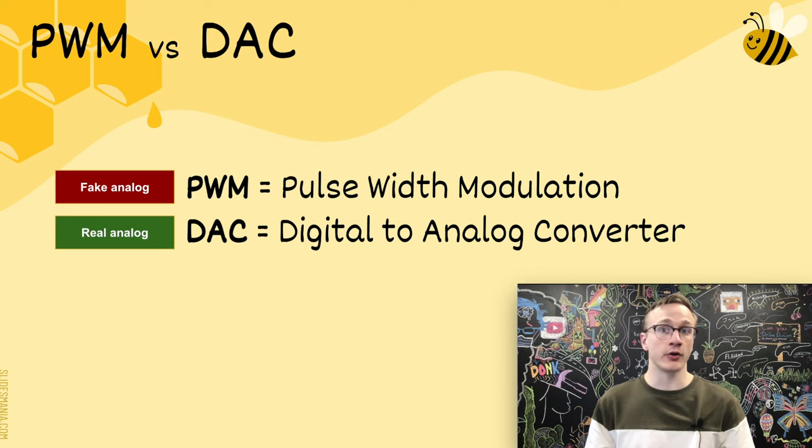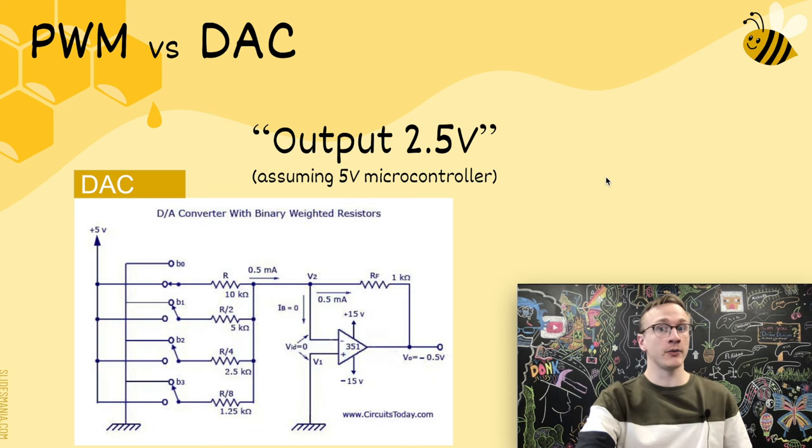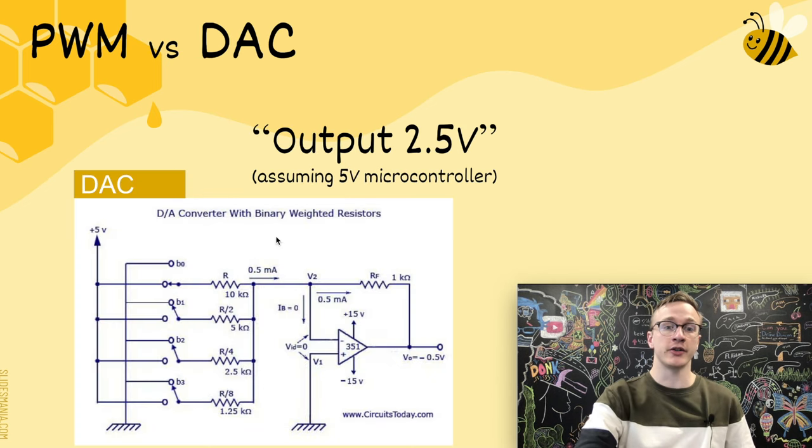Now, there are microcontrollers that can do a true analog output. This is often referred to as DAC, which is a digital to analog converter. And if you had one of these fancy microcontrollers, it would have some internal circuitry that looks similar to this, which would allow you to have a true analog output.